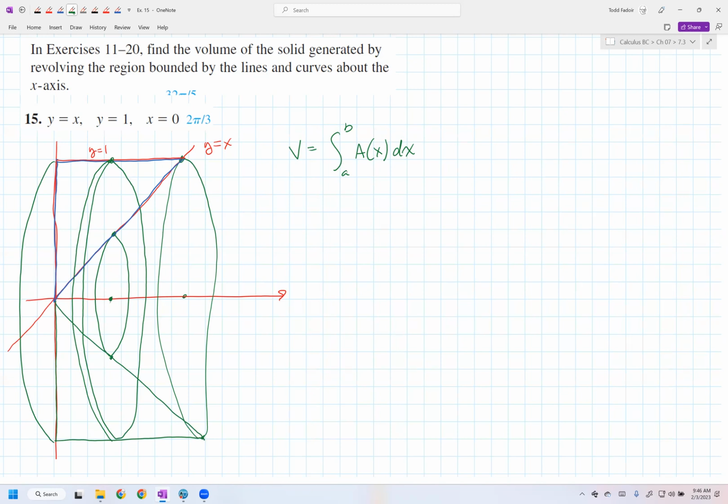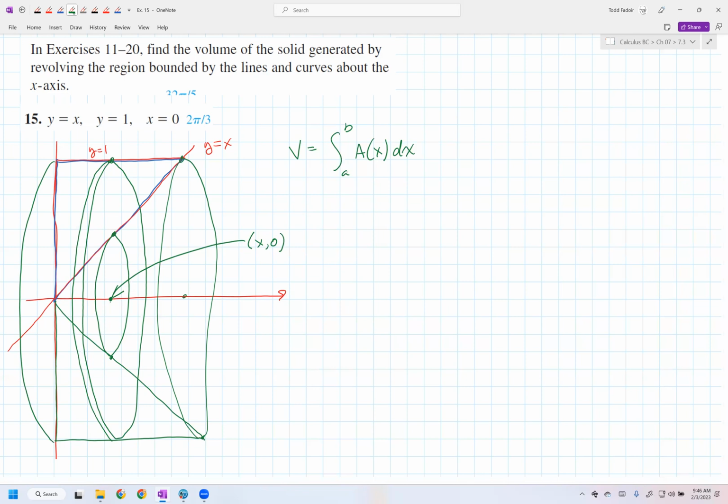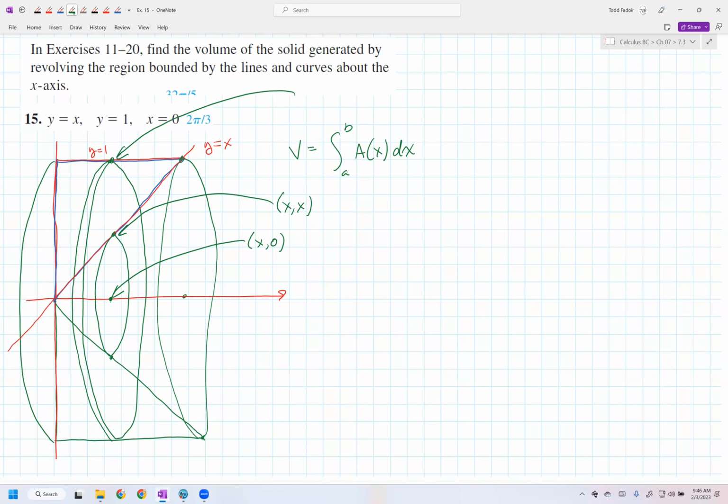Now, I say we draw the picture big, did that. I say we label some coordinates. I'm going to start here at the center of rotation. I'm going to call that (x, 0). I'm going to go here, which is on the edge of the smaller of the two circles. I would call that (x, x). And then I'm going to go here on the far outside of the big circle, and I'm going to call that (x, 1).